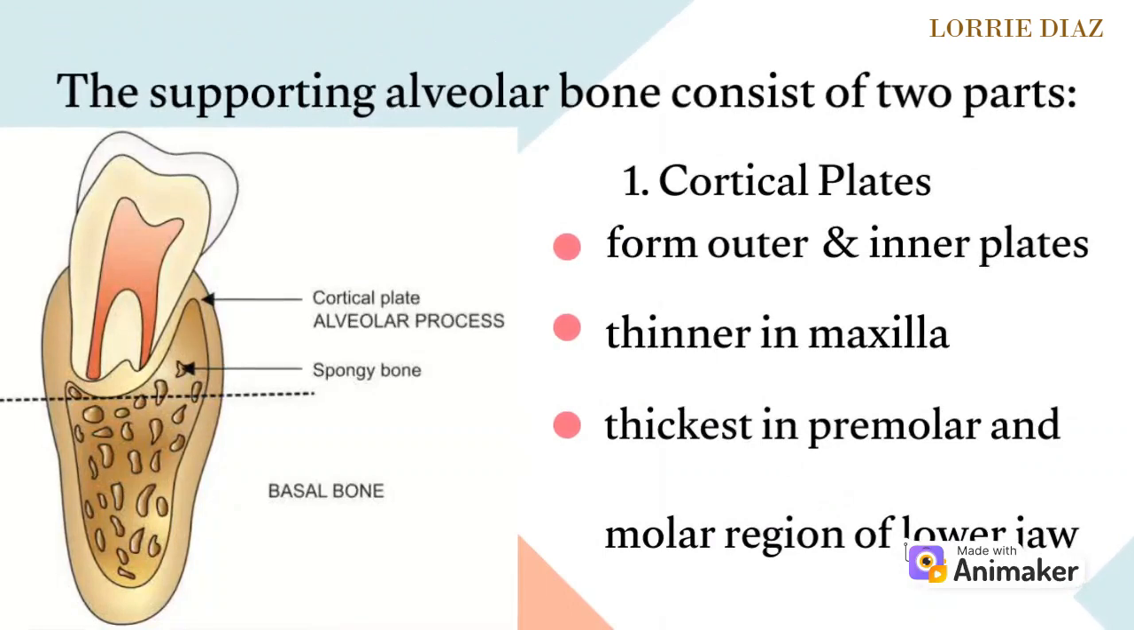The supporting alveolar bone consists of two parts. First is the cortical plates. These plates form the outer and inner plates of the alveolar process. They are generally much thinner in the maxilla and thickest in the premolar and molar region of the lower jaw, especially on the buccal side.